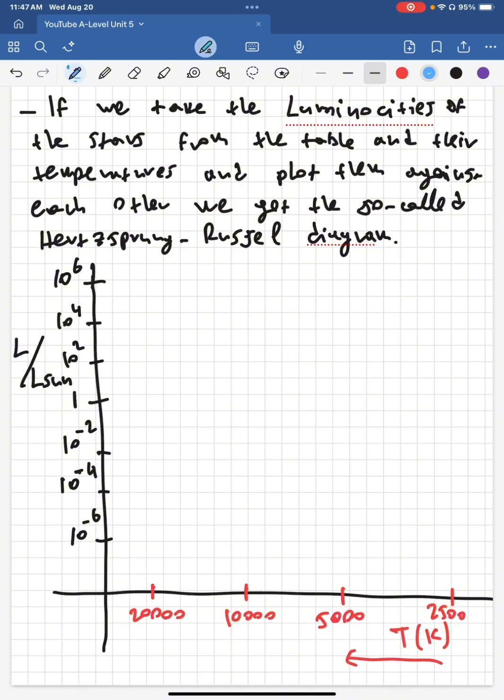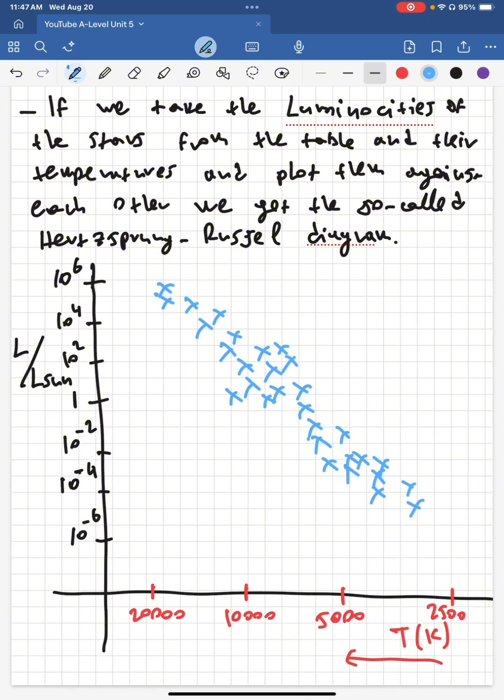Now let's use blue color to plot this diagonal over here, okay? Sorry, it takes some time. All right, this diagonal over here is called the main sequence. We will talk more about that in a moment, okay?